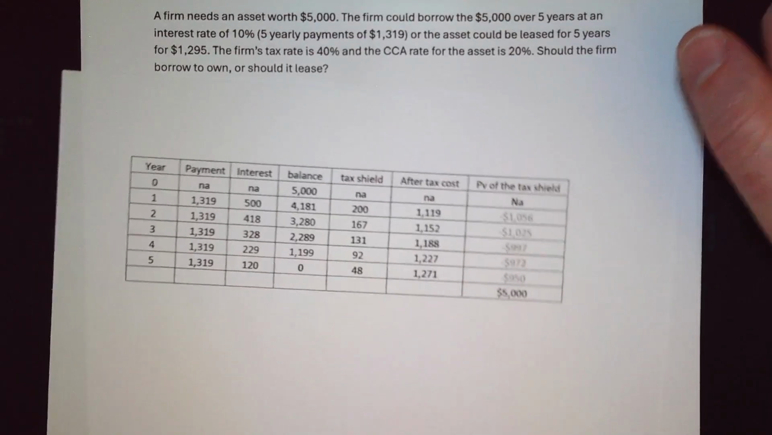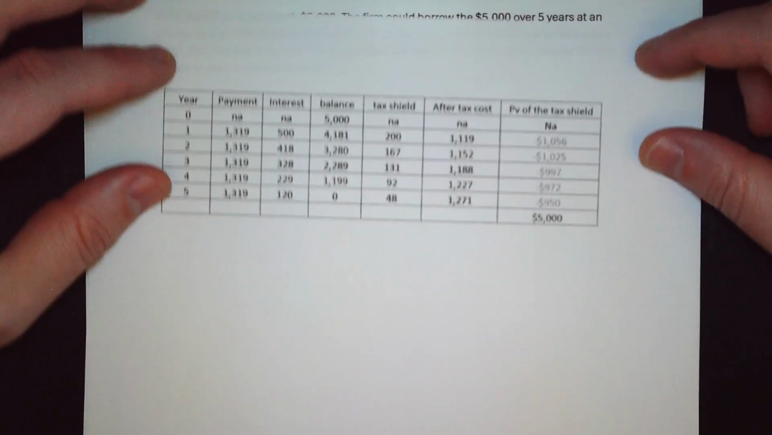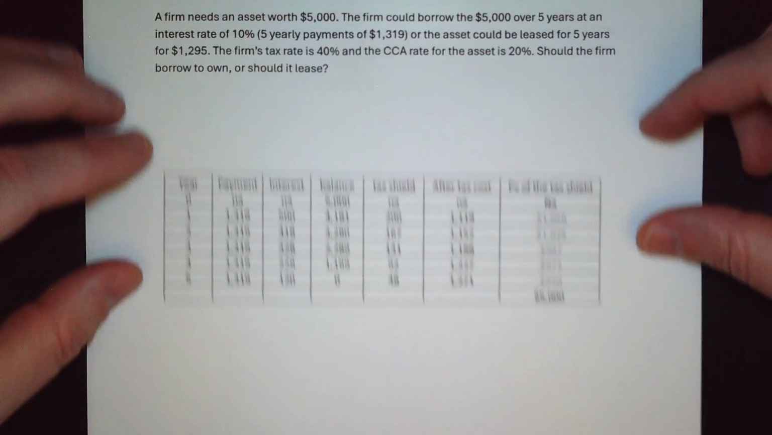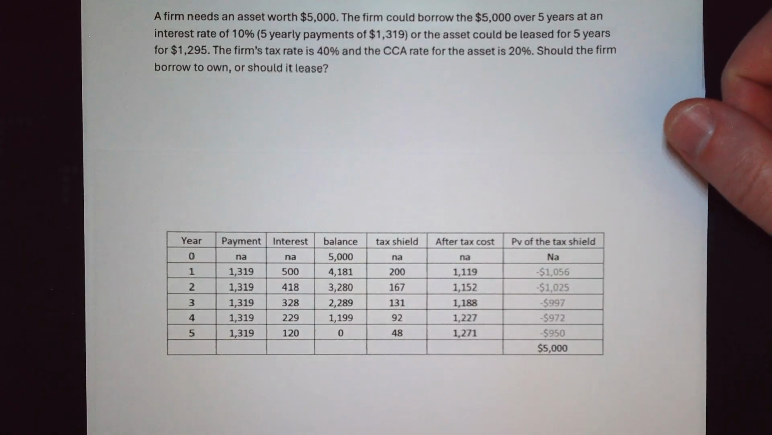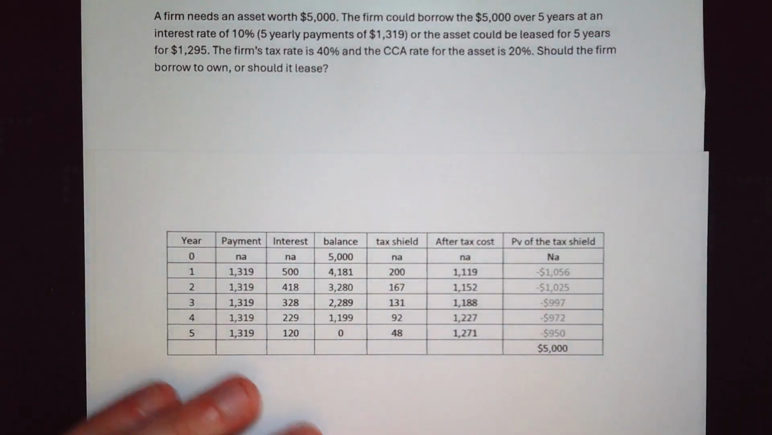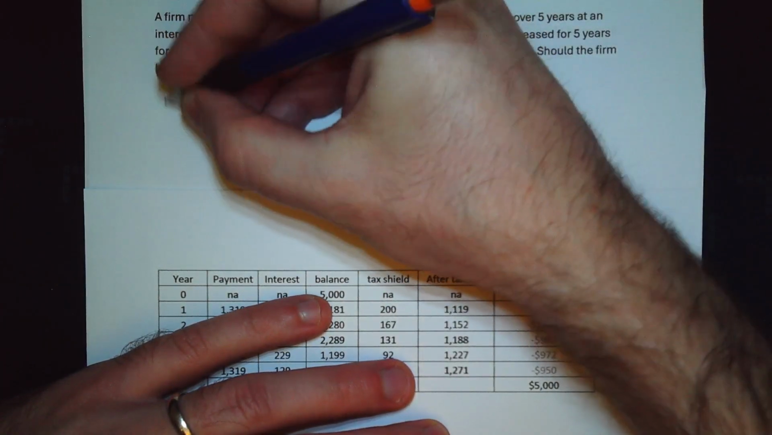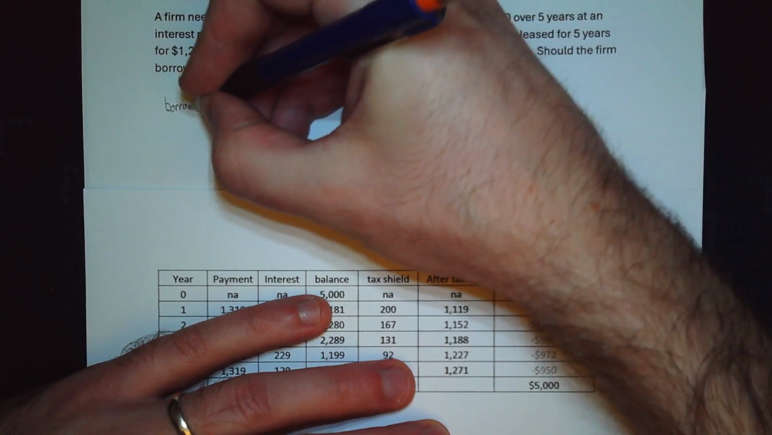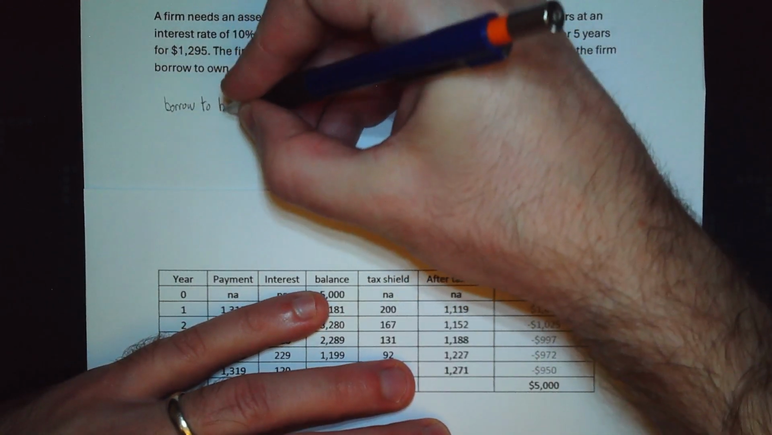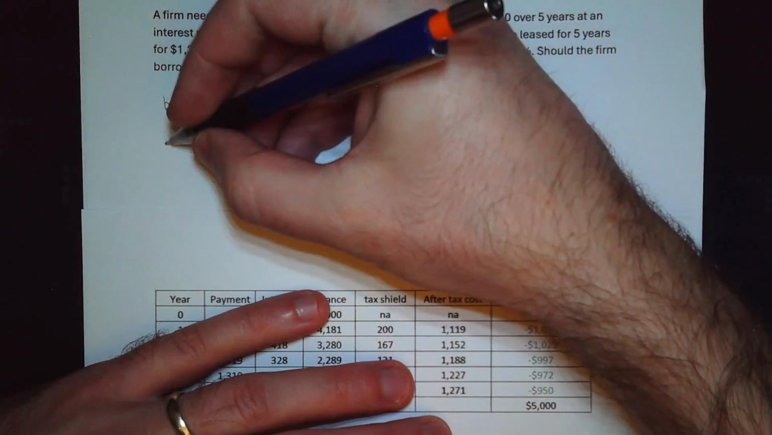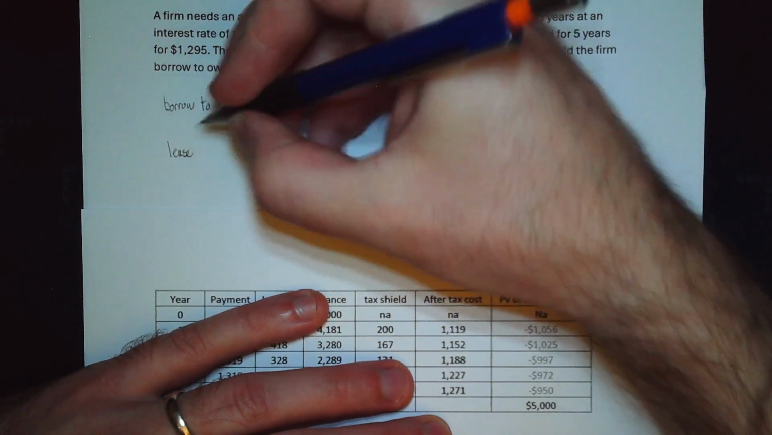Before going further with this decision, I printed an amortization schedule here, and it's really important because we will need to look at two different situations, right? We'll need to look at the borrow to buy decision, and we will need to look at the lease decision.